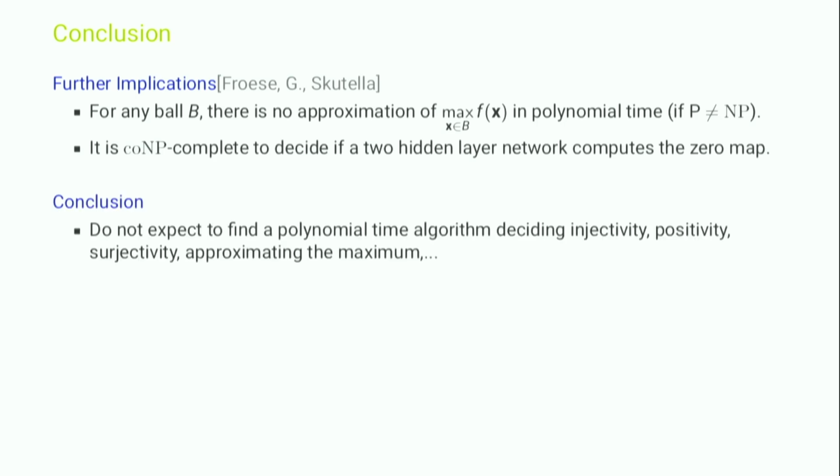So to conclude, we've seen a lot of hardness results, which means that we cannot expect to find a polynomial time algorithm that decides basically any basic properties of a ReLU neural network. So including injectivity, positivity, surjectivity, approximating the maximum, or even deciding if it is simply the zero map. And since these hardness results already hold for very restricted architectures, we can also conclude that there's a lot of complexity already going on in very shallow neural networks.